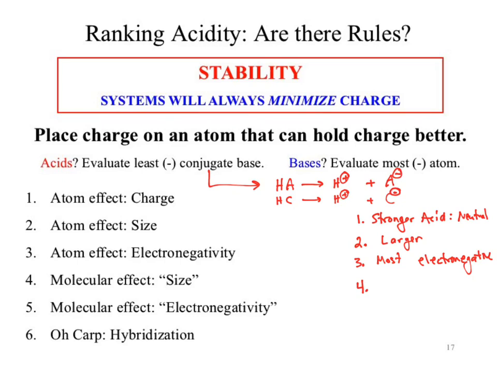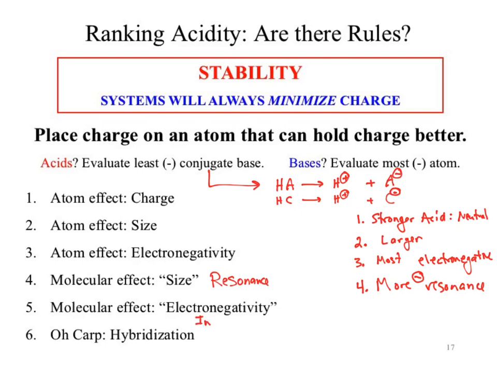When I move to a molecular effect of size, what I'm talking about is can those electrons exist across the molecule? How would I get the electrons to exist across the molecule? What would I be looking for in the stronger acid? I'm just going to say more resonance. And really, more resonance with the negative. Molecular effect, electronegativity.